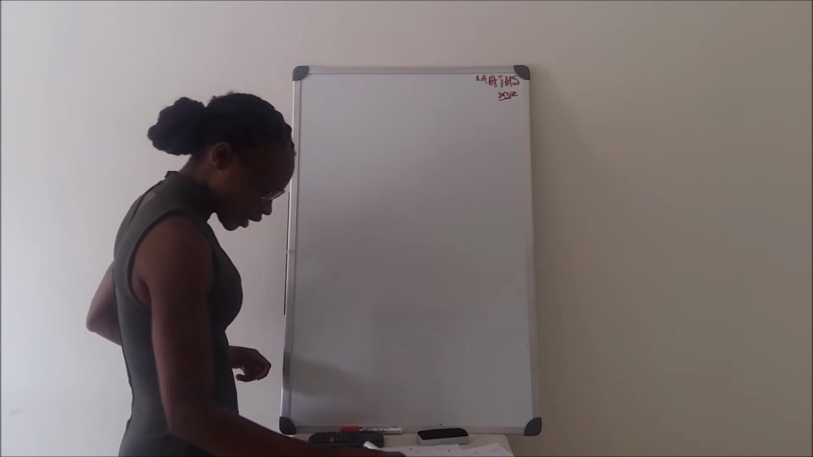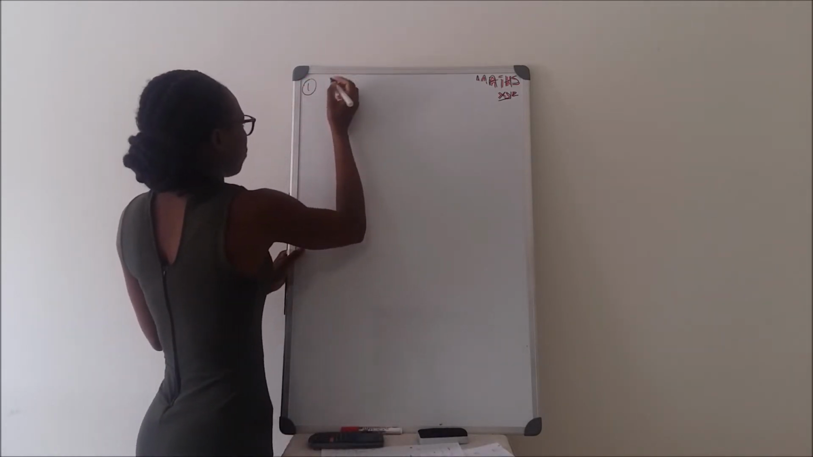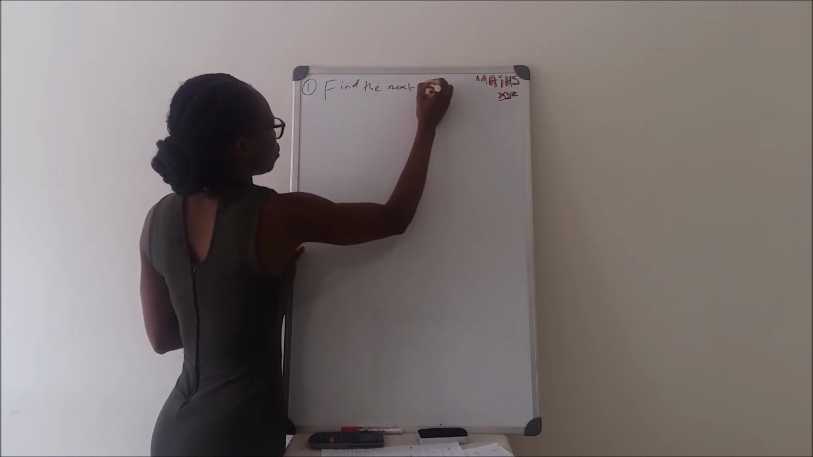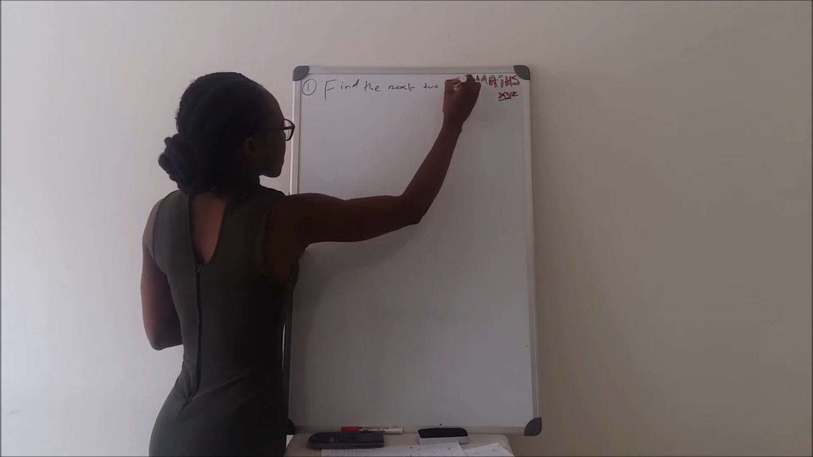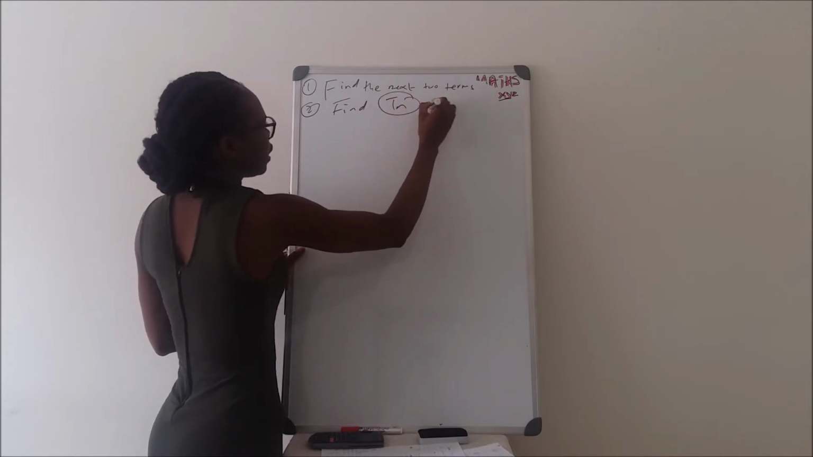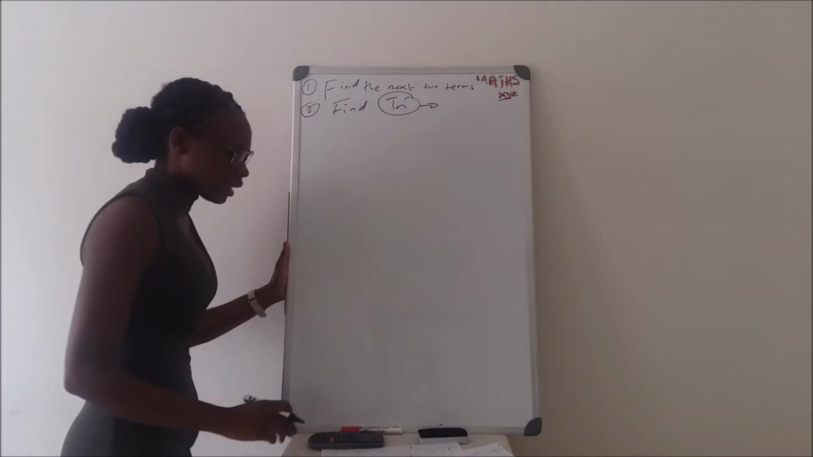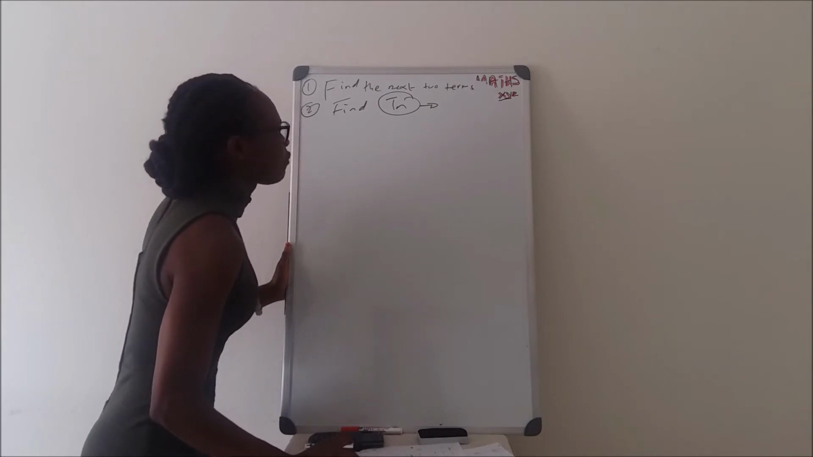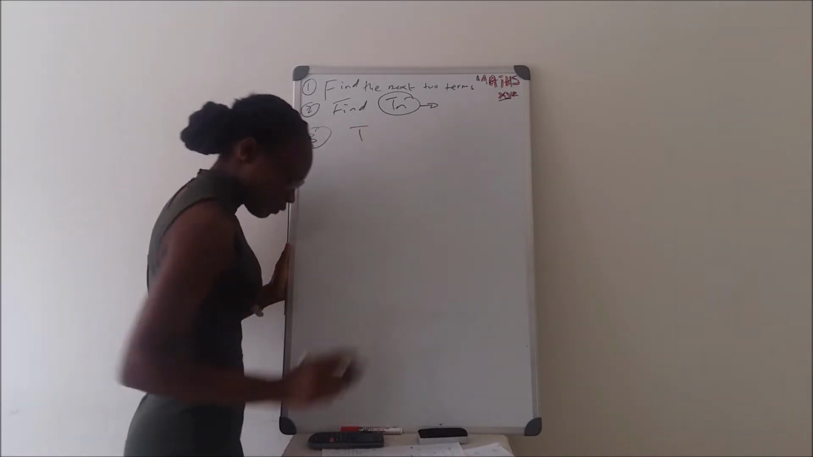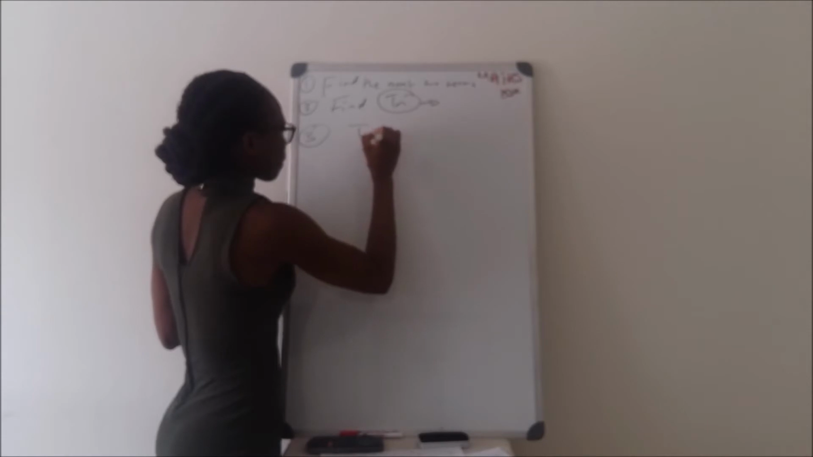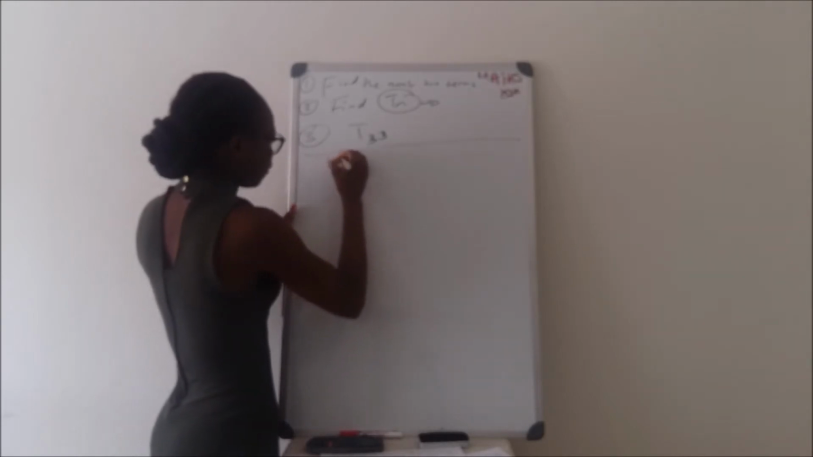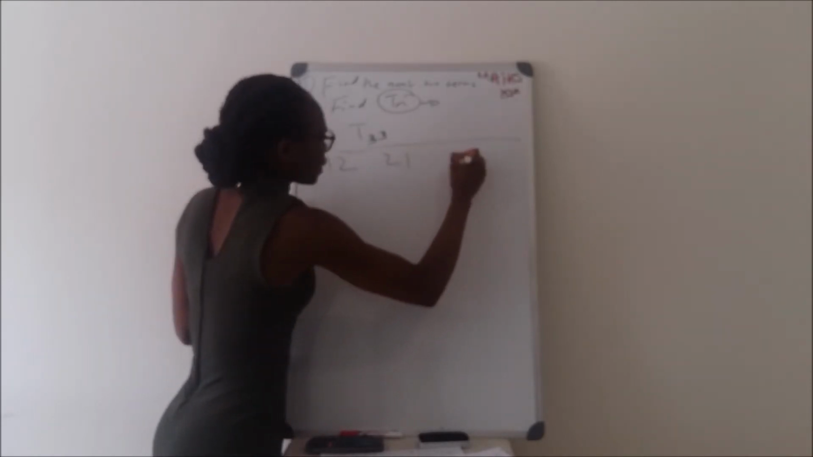The first question is: number one, find the next two terms. The second question says find Tn, which means the formula we should use to find the equation for the pattern that we are given. And number three says you must find T33. The expression we are given here is 12, 21, and 30.